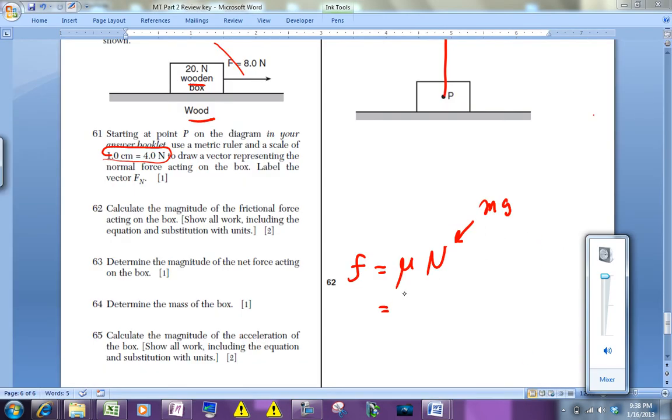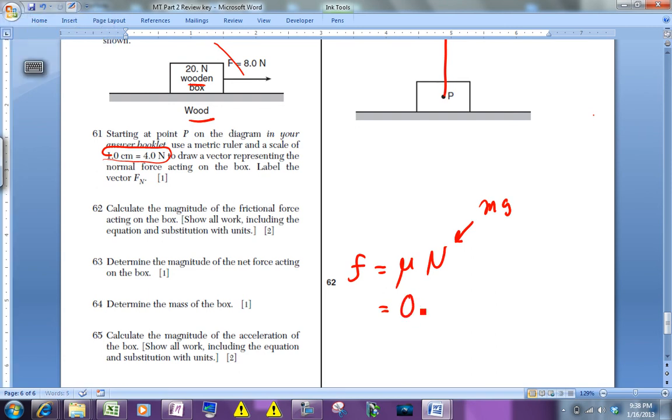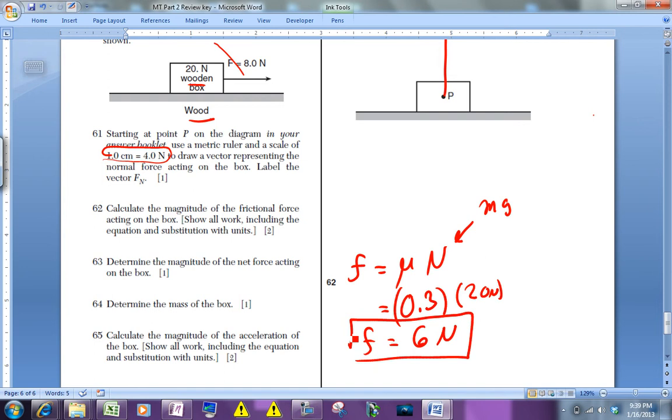So we can go ahead and plug in for that. 0.3. Remember, coefficient of friction is the ratio. It's what fraction of the normal force you need to apply to get this thing to move, or in this case, keep moving. The normal force we're given is 20 newtons. So the friction force, 0.3 times 20, is going to give you 6 newtons. So that is the magnitude of the friction force.